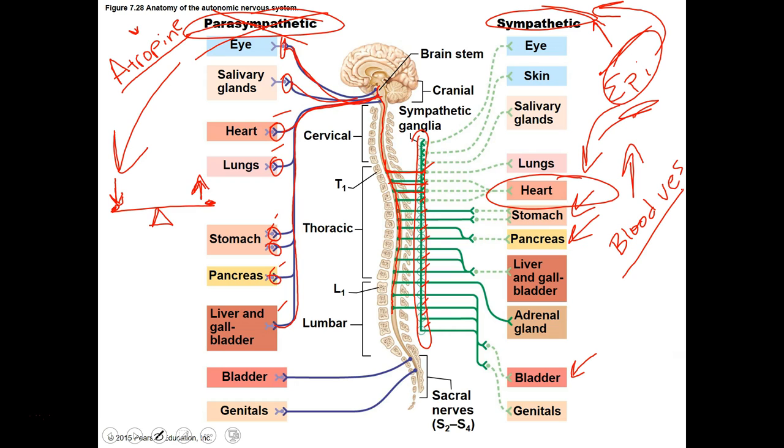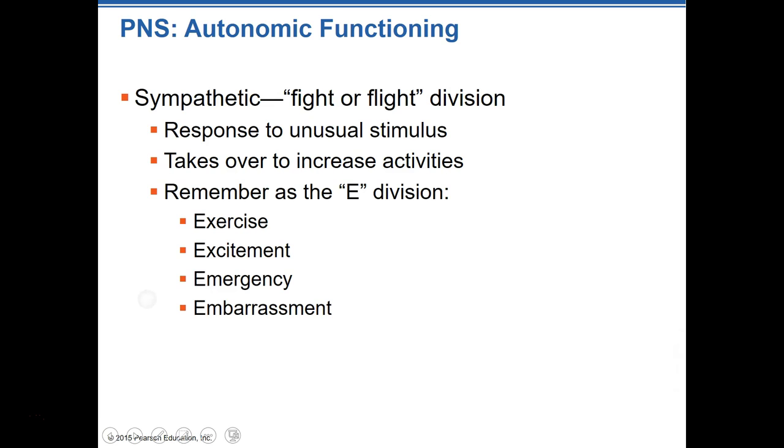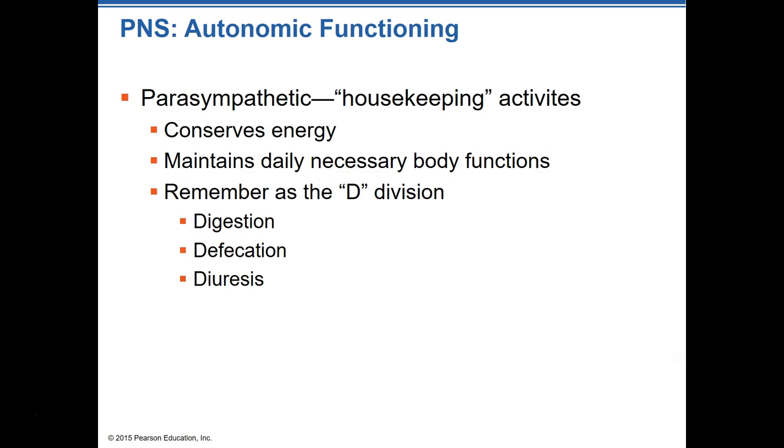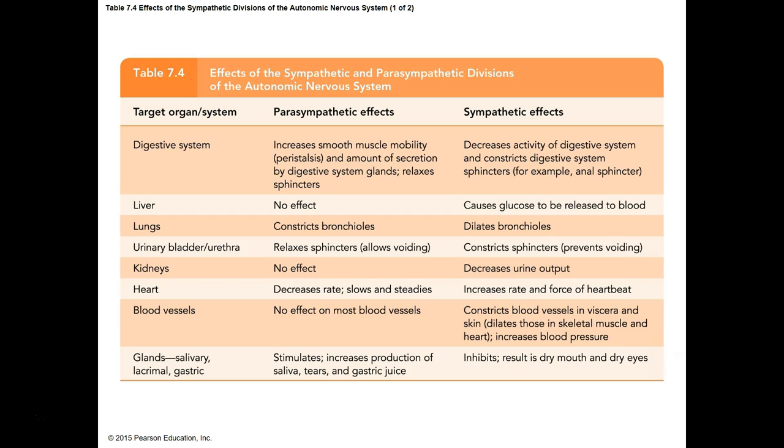Sympathetic, parasympathetic. Watch the video that's on there too, and that will help. Sympathetic's the fight or flight. We talked about this. Unusual stimulus. Remember the E division for exercise, excitement, emergency, embarrassment, those kinds of things is the fight or flight. This one, they call it the housekeeping parasympathetic. I usually called it rest and relax or feed and breed and that kind of stuff because that's usually the functions, digestion, going number two, going number one. Those types of things are associated with that.